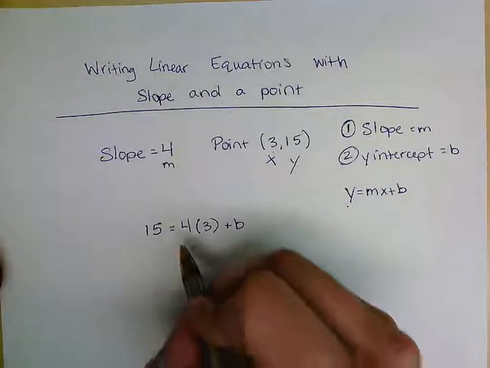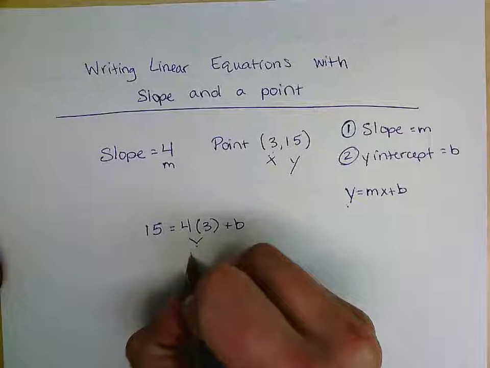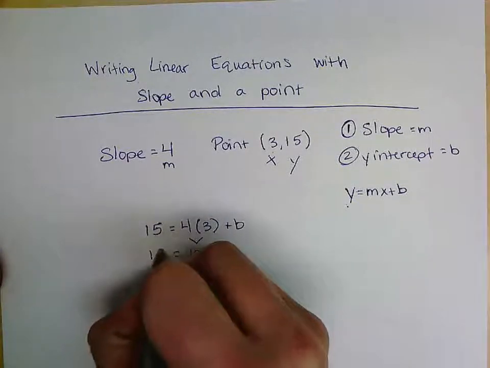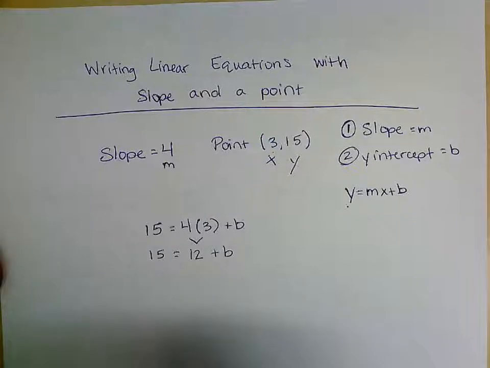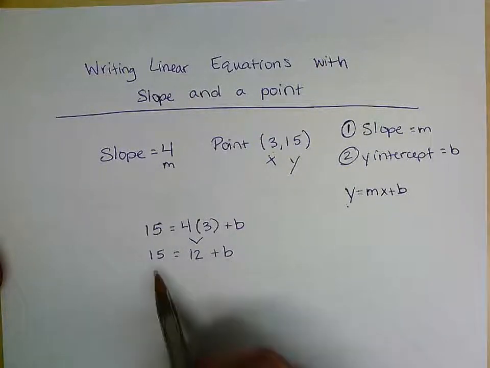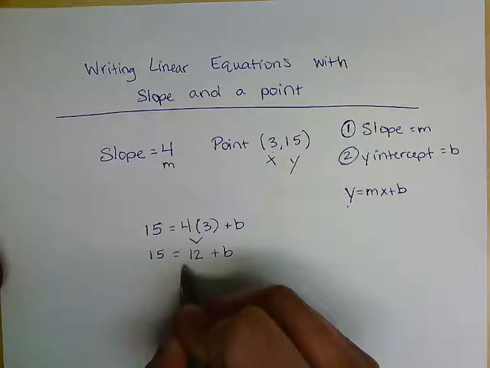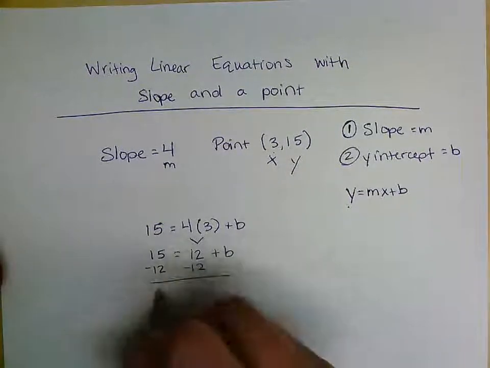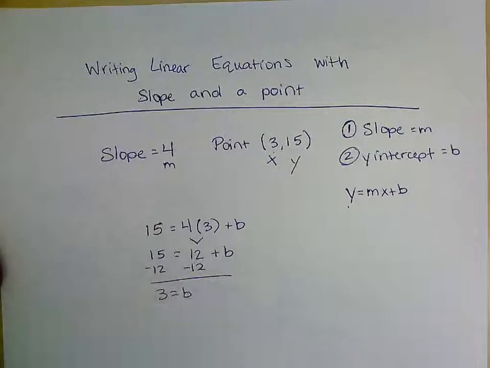Now in order to solve here, we can simplify 4 times 3 as 12. We still have plus b, and on the other side we have our 15. So at this point I can either ask myself 12 plus what is going to equal 15, or if we think about solving equations, we're solving for b, we can subtract 12 from both sides. And we end up with 3 equals b.